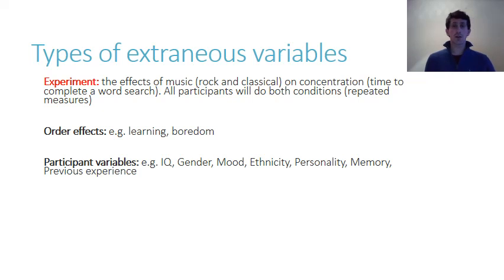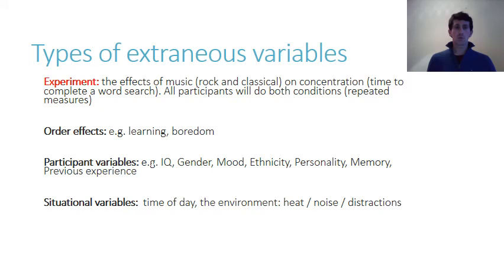We've also got participant variables. There's going to be things like IQ that are going to have an effect on these results. People with higher IQ will generally be able to concentrate for longer. So participant variables do have an effect. General mood, your personality, your actual memory, any previous experience of doing word searches, all these participant variables will also need to be controlled. We've also got situational variables, such as time of the day.